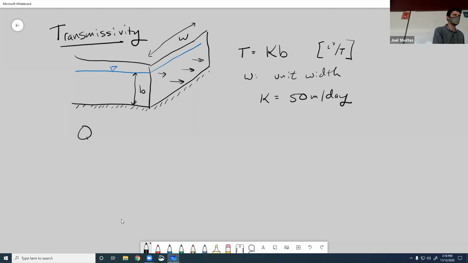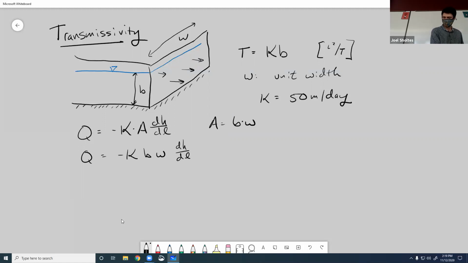We'll go back to the Darcy's equation. Q is equal to negative big K times area times the hydraulic gradient. A is equal to B times W. So I'm just substituting BW in for A right here. And then because transmissivity is equal to K times B, then we can say this is equal to negative T times W times dH over dL.